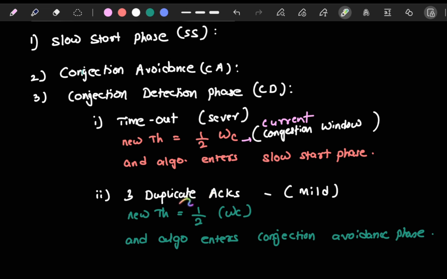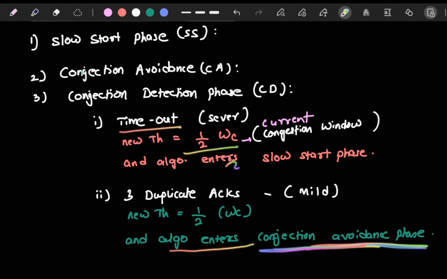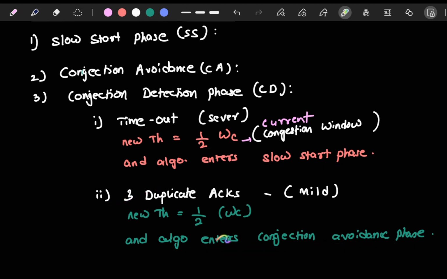And whenever there are 3 duplicate packets, again it will form a new threshold by taking half of the current congestion window. Whatever the current congestion window is, take half of it and form a new threshold. After that the algorithm enters into the congestion avoidance phase. So whenever there is a timeout, after forming a new threshold, it will enter into the slow start phase, and when there are 3 duplicate acknowledgements, a new threshold will be formed and the algorithm will get into the congestion avoidance phase. So remember this point.